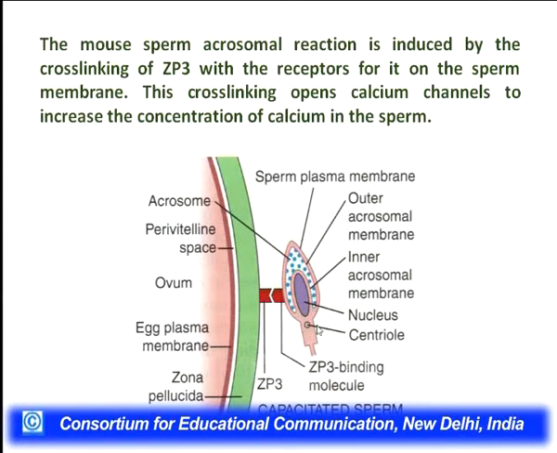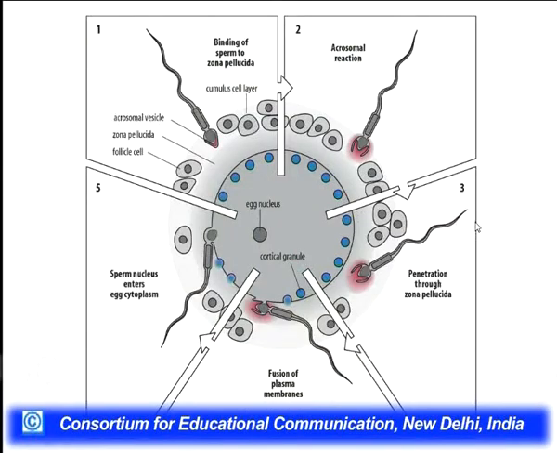So, you can see this is the capacitated sperm, and in the capacitated sperm, on the outside of the sperm plasma membrane, there are certain receptors, ZP3 binding molecules, which bind to the ZP3 molecules on the zona pellucida, and this is the first kind of interaction that takes place. So, this is the entire acrosomal reaction: there is a binding of the sperm to the zona pellucida. There is a digestion, there is an acrosomal vesicle breakdown, and you can see that the acrosomal vesicle breakdown creates a kind of hole in the zona pellucida, and the sperm finds its way to reach the plasma membrane, and finally the fusion of the plasma membrane takes place and the sperm nucleus enters into the egg cytoplasm.